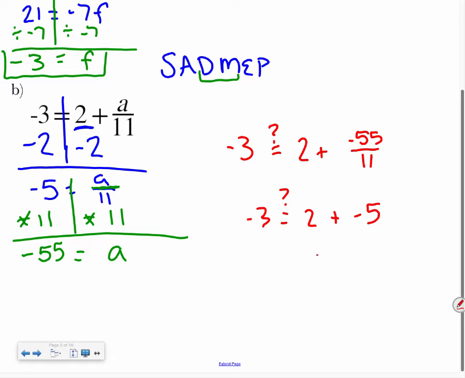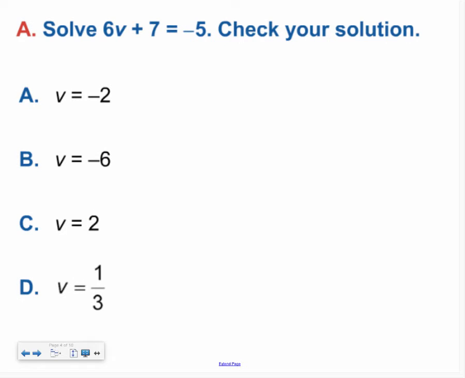2 plus a negative 5 is negative 3. So I know my answer checks out. Why don't you go ahead and try this first one on your own, see how you do.